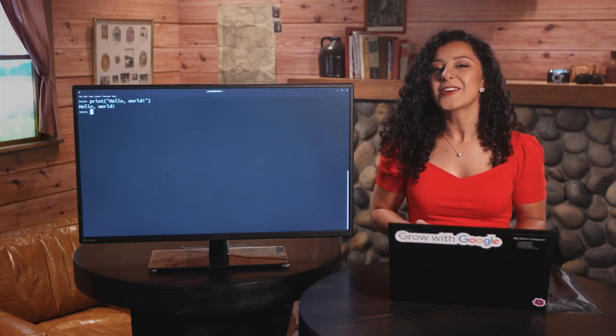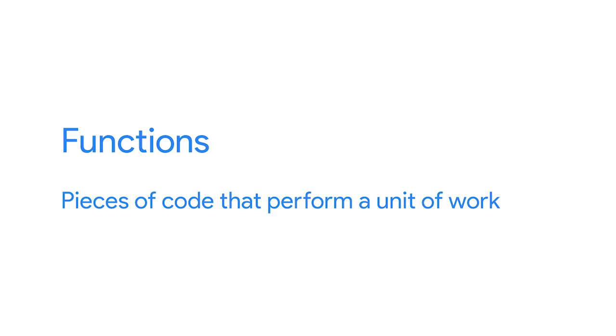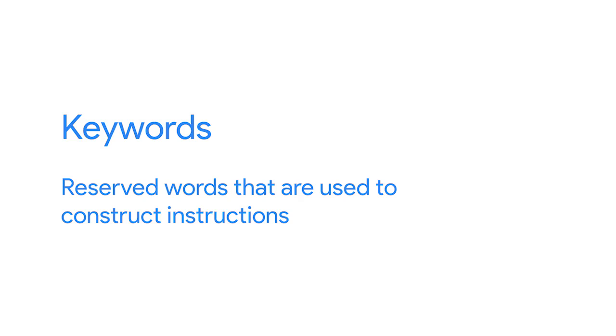So what are functions and keywords? Functions are pieces of code that perform a unit of work. We'll talk a lot more about functions later on, and you'll even learn how to write your own. Keywords are reserved words that are used to construct instructions. These words are the core part of the language and can only be used in specific ways. Some examples include if, while, and for. We'll explain all of those and a bunch more later in the course.